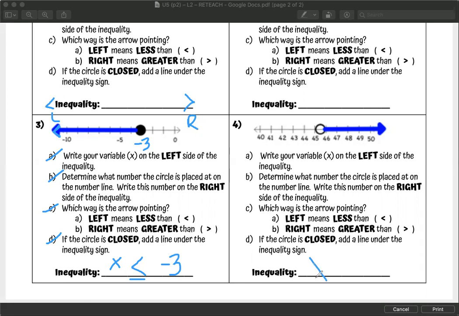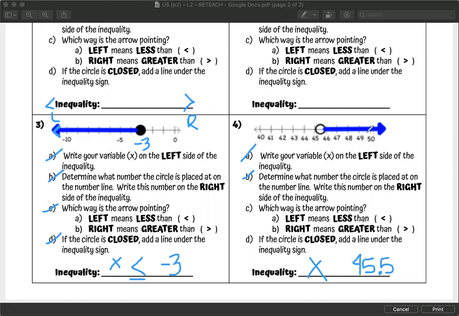Last one, start with our x. That's part A. Part B, where does this fall? So it's right in between 45 and 46. So halfway would be 45.5.